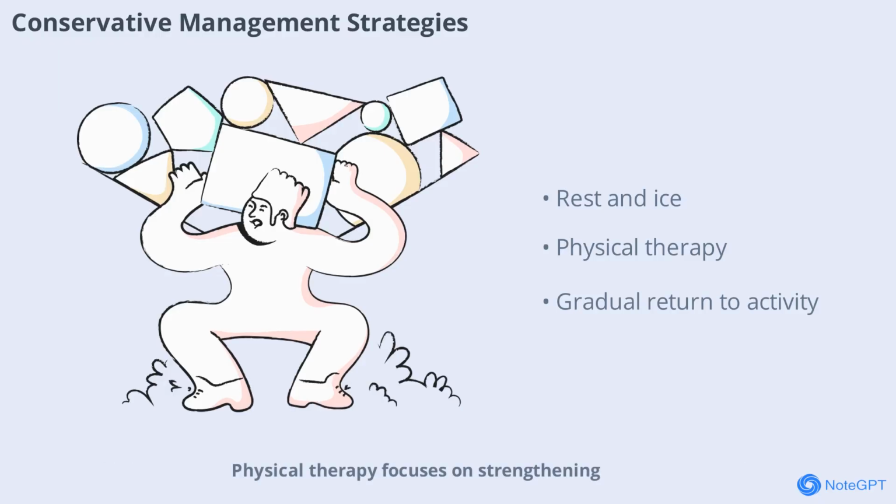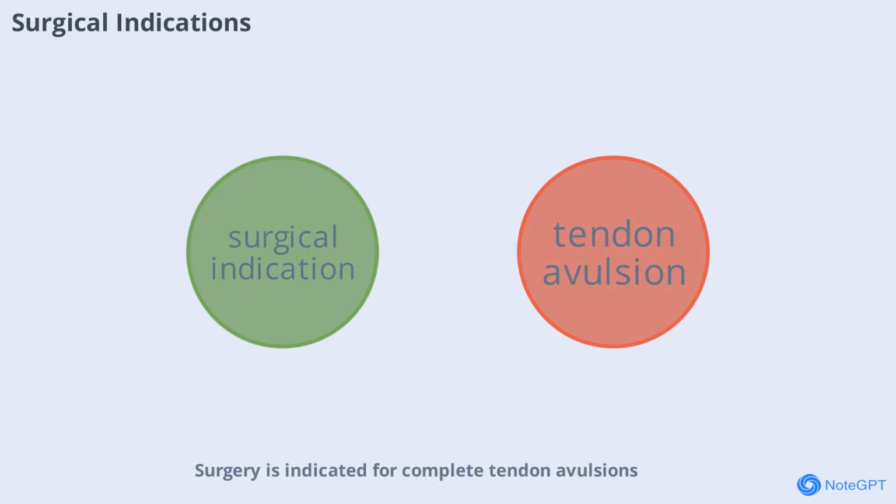Physical therapy focuses on strengthening the surrounding muscles and improving flexibility. Conservative care is the first line of treatment, unless there is a complete avulsion or failure to improve with therapy. Surgery is indicated for complete tendon avulsions, high-grade tears with retraction, and chronic conditions unresponsive to conservative care. Early surgical intervention, ideally within 2 weeks of injury, leads to better outcomes and faster return to sport.